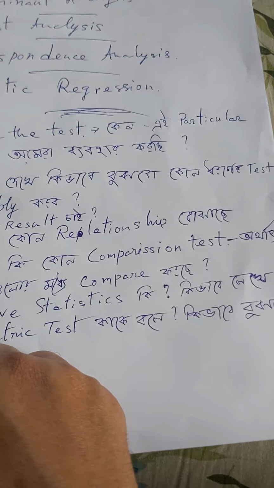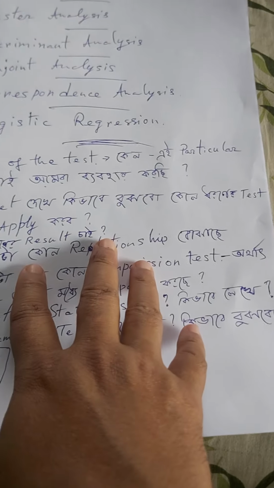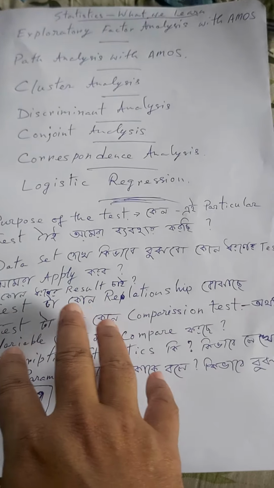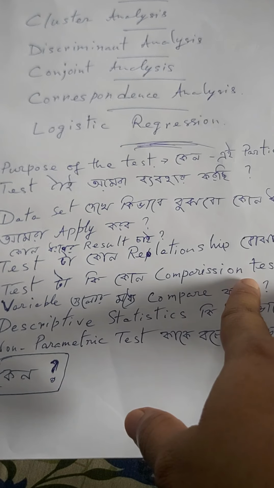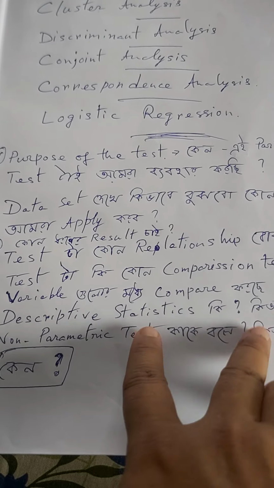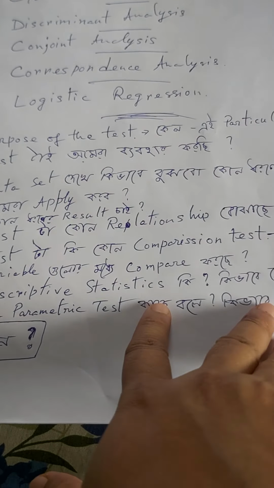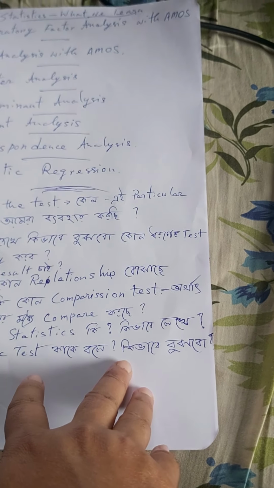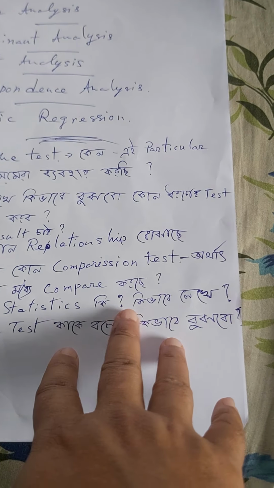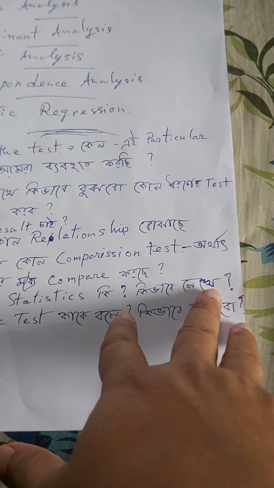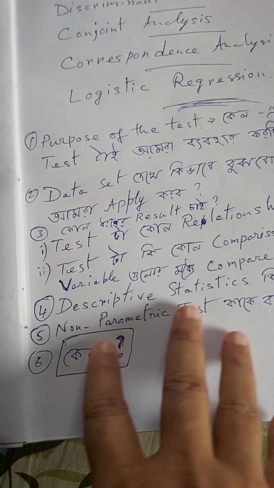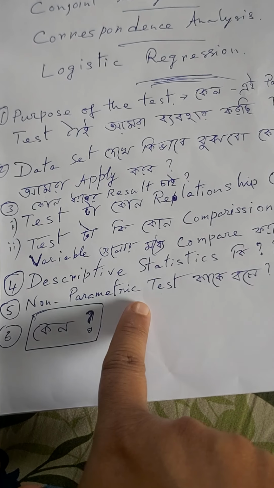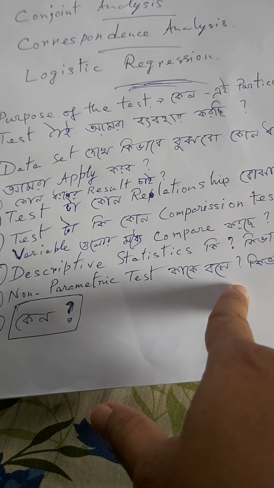Now we will interpret the result: what type of test it is, whether it is a relationship test or a comparison test. We'll explain everything. Is it a descriptive test or an inferential statistics test? Why do we use this descriptive test, how do we write it, what are descriptives actually, how do you measure them, and what actually are parametric and non-parametric tests.